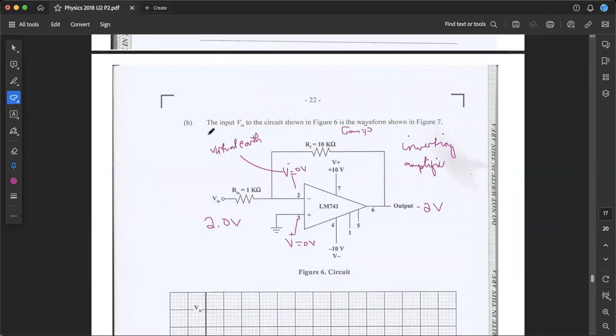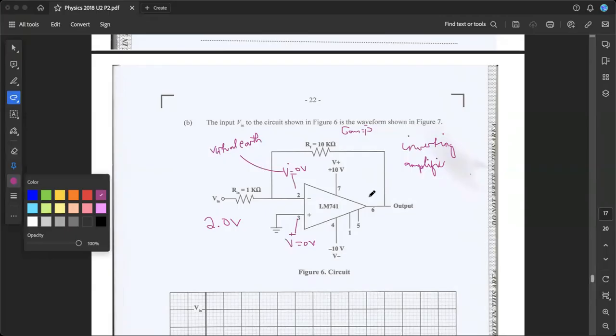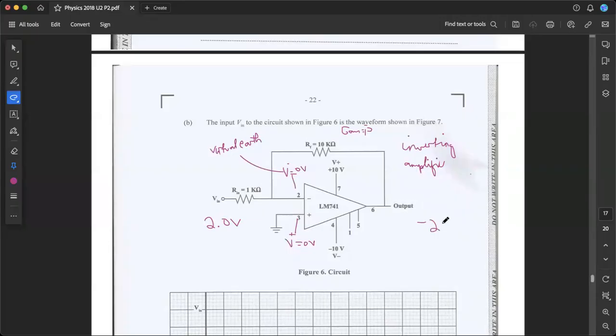In this case, my peak output voltage won't be 2 volts anymore. It will be -20, because my gain is -10. So I'm going to get -20 volts for my output. Again, I'm putting in a peak input voltage of 2.0 volts into an inverting amplifier with a gain of -10. So when I do 2 times -10, I get -20 volts.